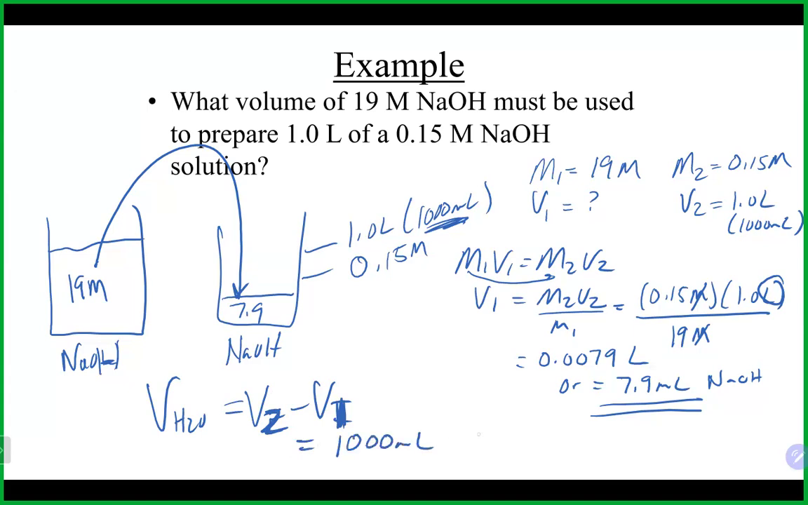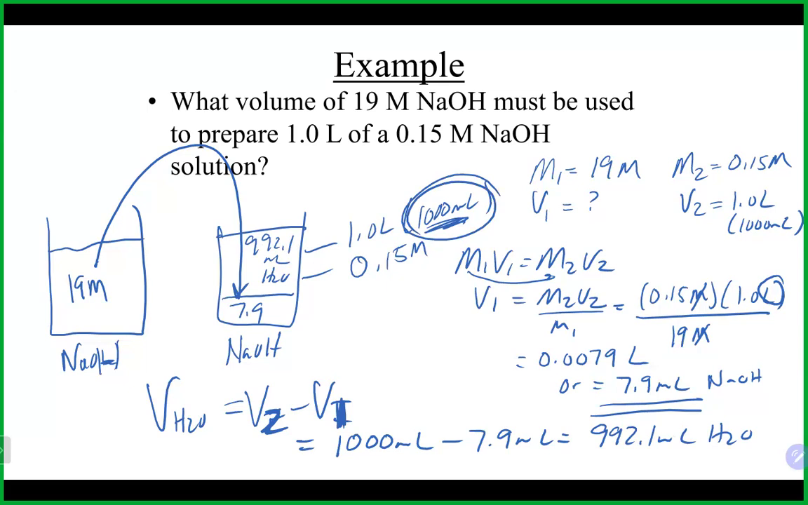And that is going to be, in this example, I'll use the milliliters. 1,000 milliliters is where we want to end up. We added 7.9 milliliters already. That means roughly here we need to add in there about 992.1 milliliters of water. That will give us a total volume of 1,000 milliliters. At this point, we would carefully mix it. And you then should have a solution that has that molarity there of 0.15.